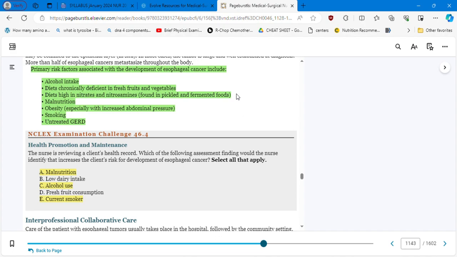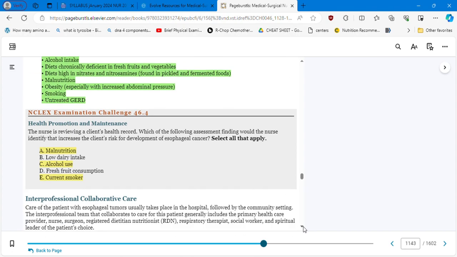You can do that. Some apple cider vinegar, you can use your Himalayan salt, and you put some water and you put the vegetables there. You prepare it yourself, right? You ferment it, from cabbage all the way to onions, carrots. Do it at home. Malnutrition, obesity, smoking, untreated reflux.